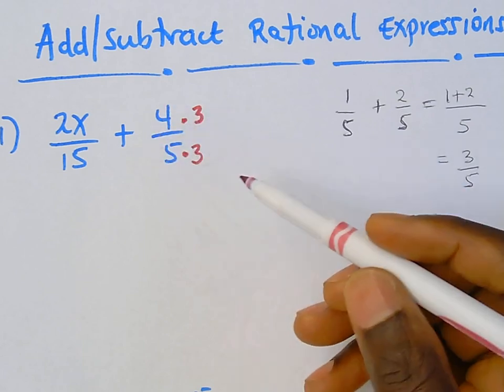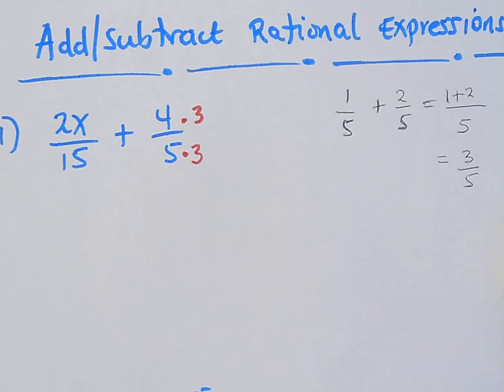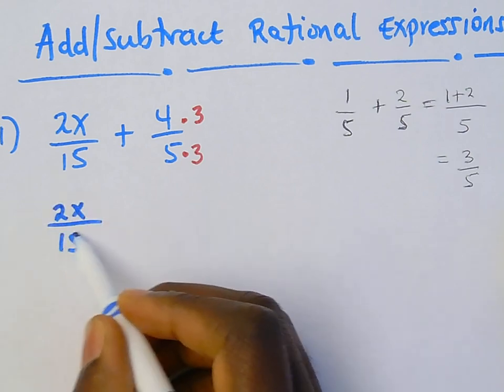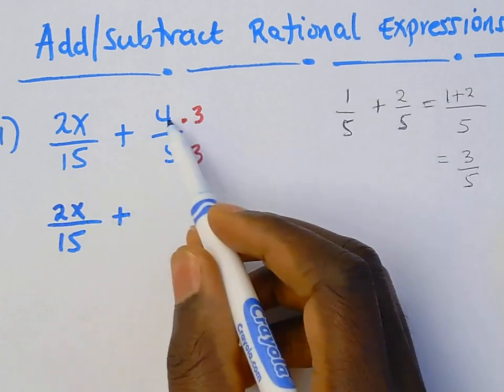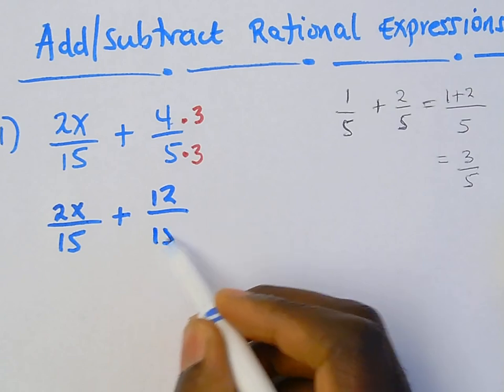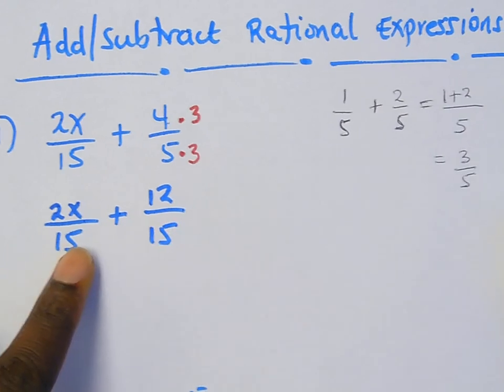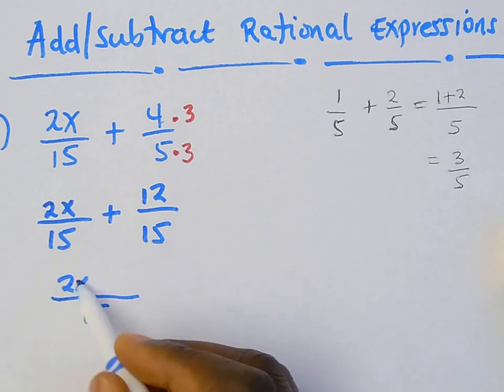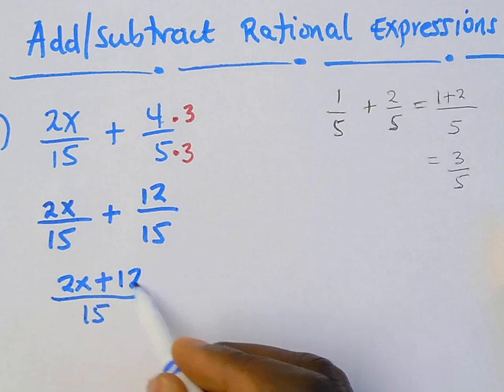Now our expression will look like this: 2x over 15 plus, if I multiply 4 and 3, that is 12, and 5 and 3 is 15. So now this looks like something we learned in middle school: combining ratios of the same denominator. So now I can combine this and write 15, because the denominator is the same, the common LCD, then just add the numerators, 2x and 12.